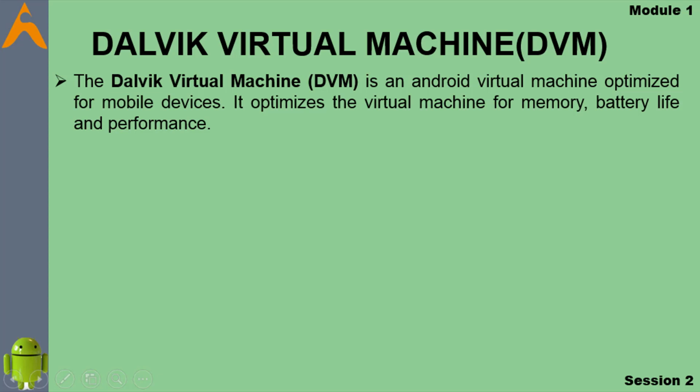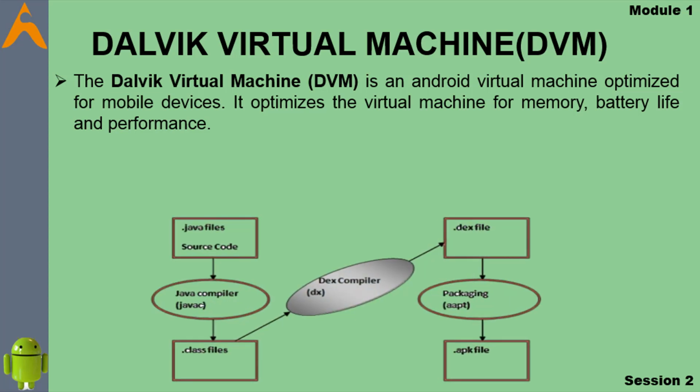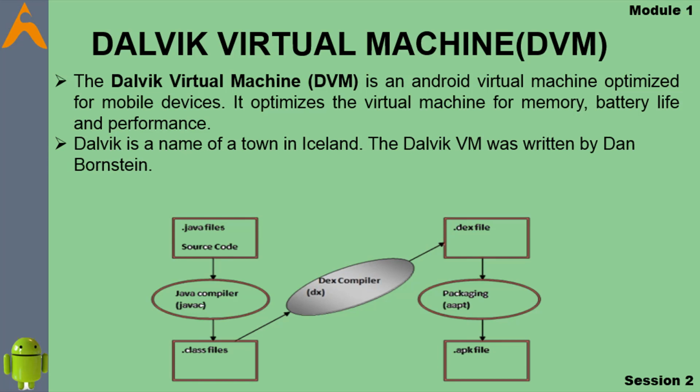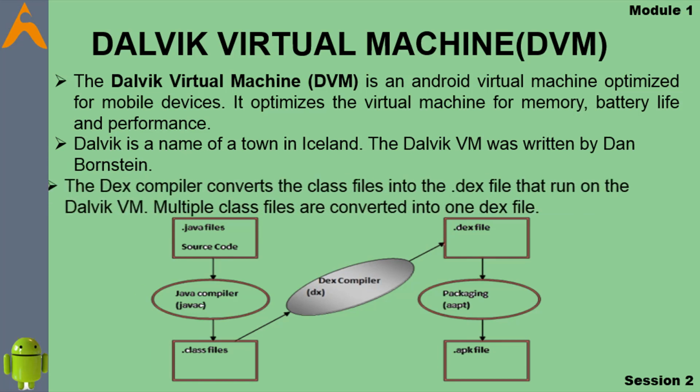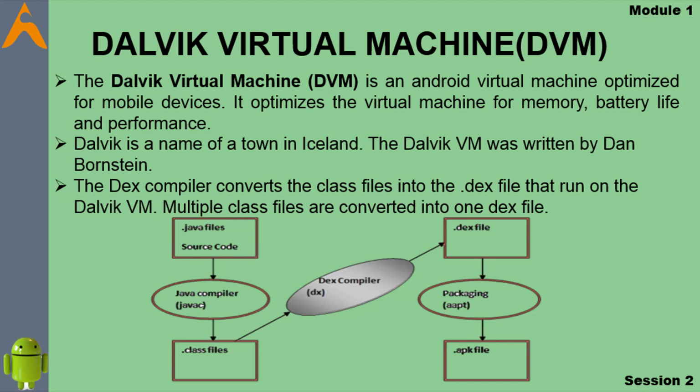Now let's discuss about Dalvik Virtual Machine. The Dalvik Virtual Machine, DVM, is an Android virtual machine optimized for mobile devices. It optimizes the virtual machine for memory, battery life, and performance. Dalvik is a name of a town in Iceland. The Dalvik VM was written by Dan Bornstein. The DEX compiler converts the class files into the .dex file that run on the Dalvik VM. Multiple class files are converted into one DEX file. It is same as JVM in Java.